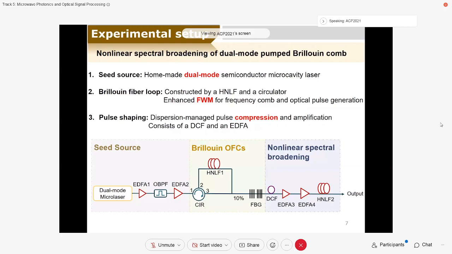The fiber loop is constructed by a HNLF, highly nonlinear fiber, and a circulator. Furthermore, the wideband spectrum relies on the high-energy pulse. Meanwhile, an ultra-short pulse is desired considering the coherence. As a result, we use the dispersion managed pulse compression and amplification stage as the third part. It consists of a DCF, dispersion compensation fiber, and an EDFA.